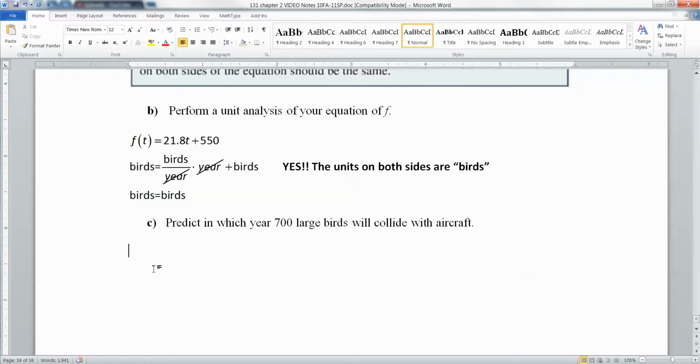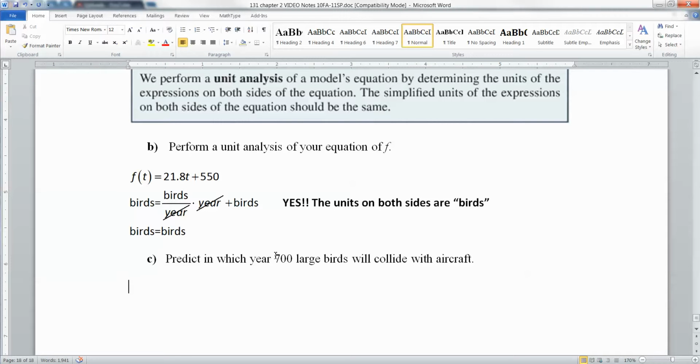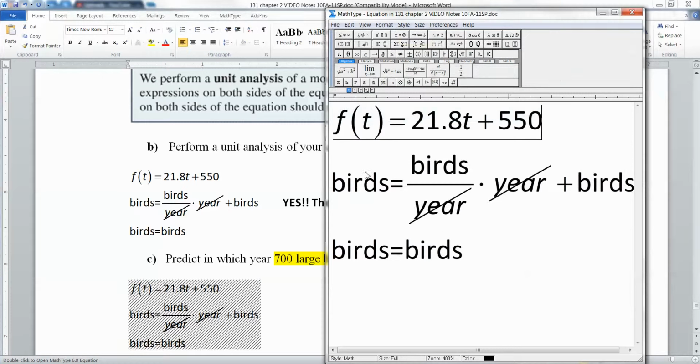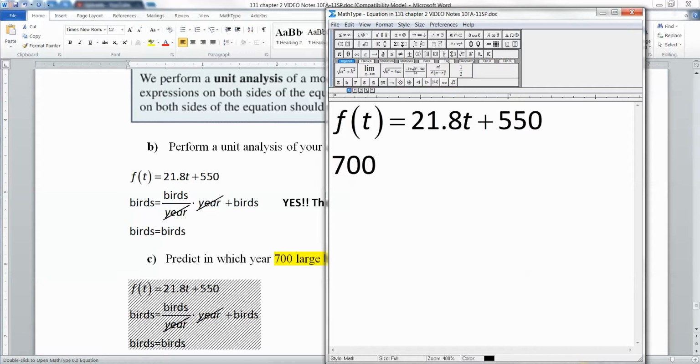All right, predict in which year 700 large birds will collide with aircraft. I'm giving you the number 700 right there. Now the question is, is that 700 going to be put in for t or for f of t? You have to ask yourself, is 700 a time in years or is it birds? Hopefully you see that's birds. So you're going to take your equation and instead of y, you're going to put in 700 equals 21.8 t plus 550, and then you're going to solve this for t.